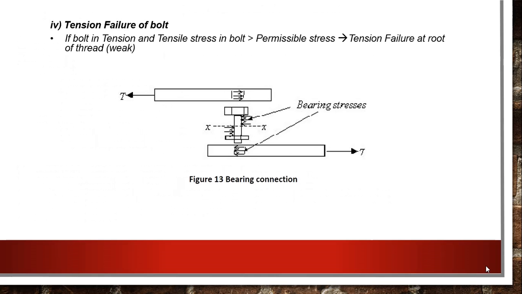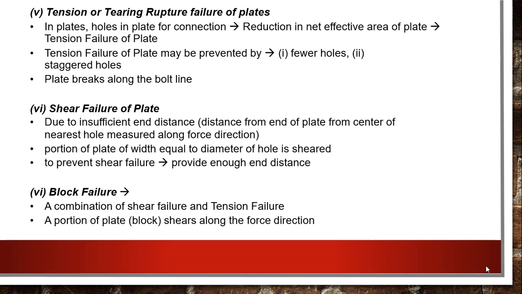Okay. Now the next is tension failure of bolt. If the bolt is in tension and tensile stress in bolt is greater than the permissible stress, it will give you the tension failure at root of thread, because the thread portion is comparatively weak in nature, because there is a reduction in area. So tension failure occurs. So basically this is the example of failure of bolt because of the external load in the form of shearing, bearing and tearing, right.